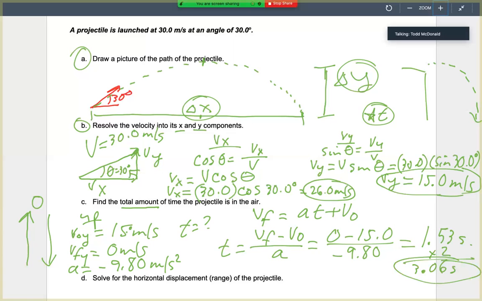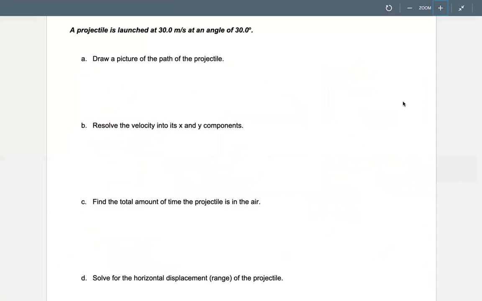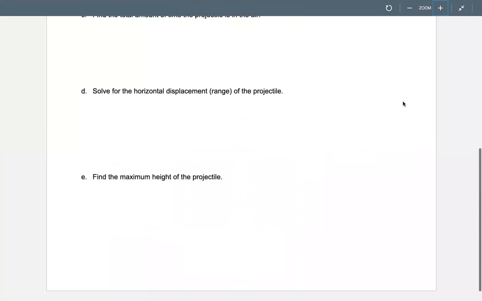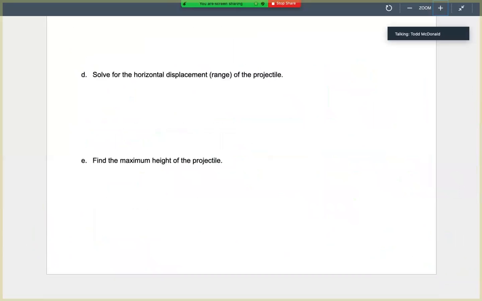Then I'm going to go ahead and clear this, and scroll down and move to the second section of this problem. We're going to go to horizontal range. What I mean by that is we want to know distance-wise from where it starts to where it ends. We want to know that horizontal range of the projectile, right?